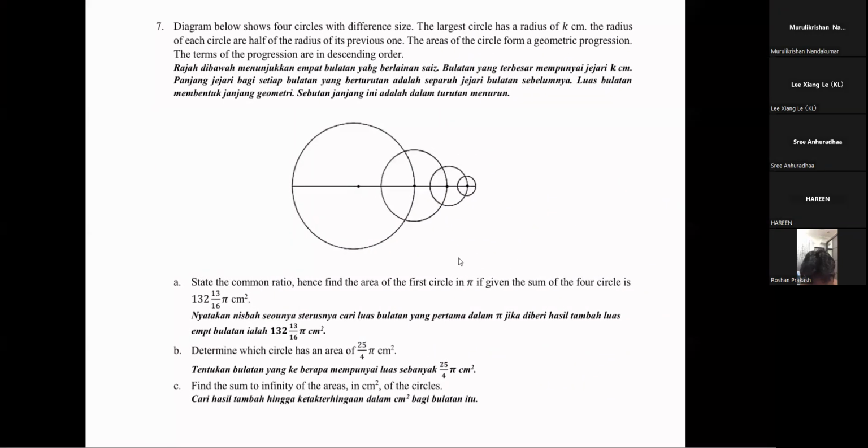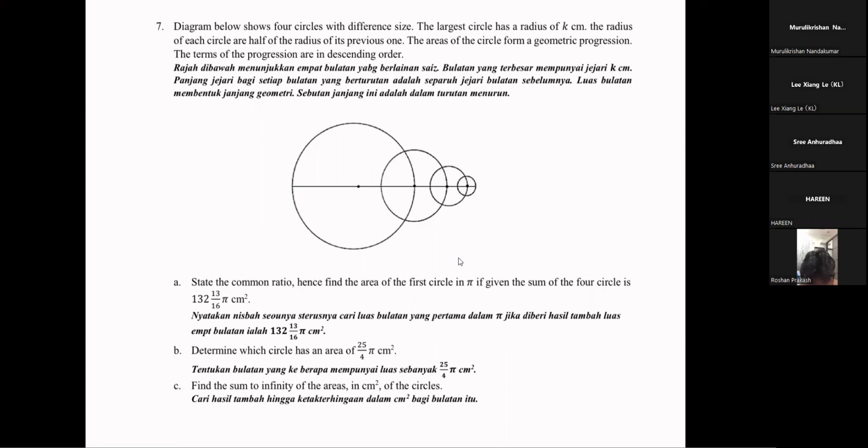Okay, this question. Now the diagram below shows 4 circles with a different size. The largest circle has a radius of K. For largest circle, the radius is K. The radius of each circle is half of the previous one. The area of the circles form a geometric progression.